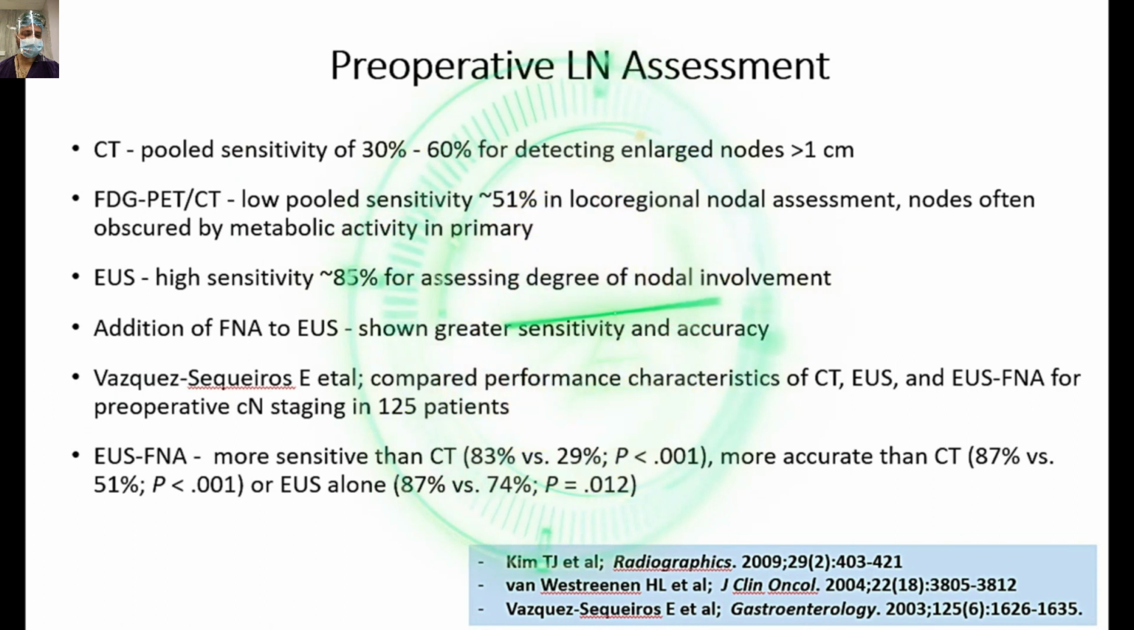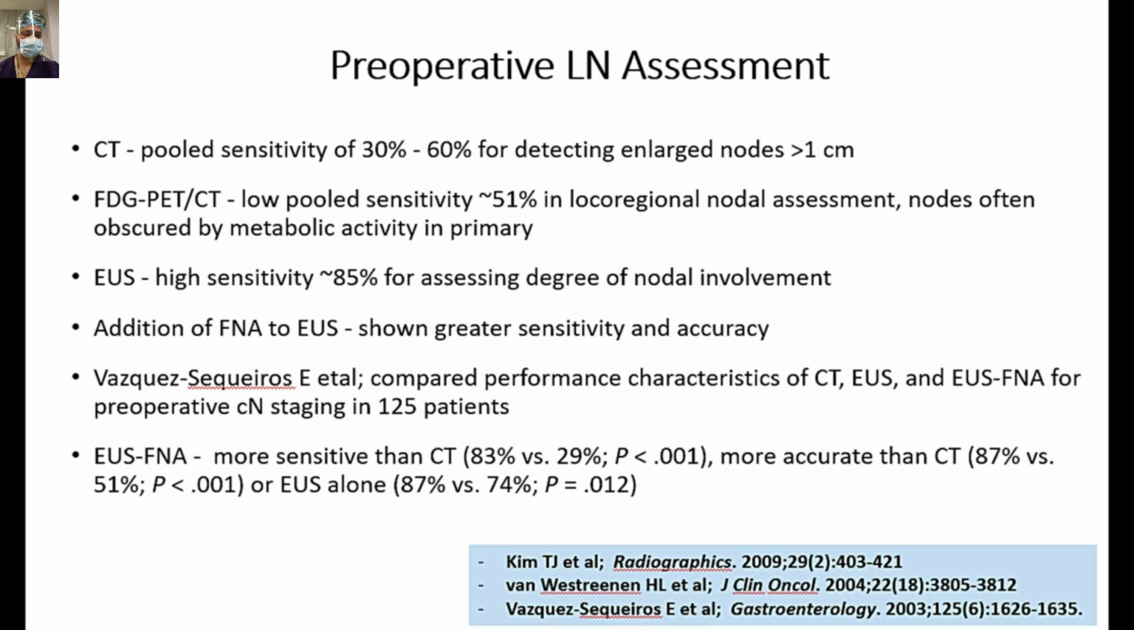For the preoperative lymph node assessment, the CT scan has a pooled sensitivity of 30 to 60% for detecting enlarged lymph nodes that are more than 1 centimeter in size. FDG PET CT has a low pooled sensitivity of approximately 51% in loco-regional nodal assessment, as nodes often get obscured by metabolic activity in the primary tumor. EUS is highly sensitive, approximately 85%, for assessing the degree of nodal involvement. Addition of FNA to EUS has shown greater sensitivity and accuracy.